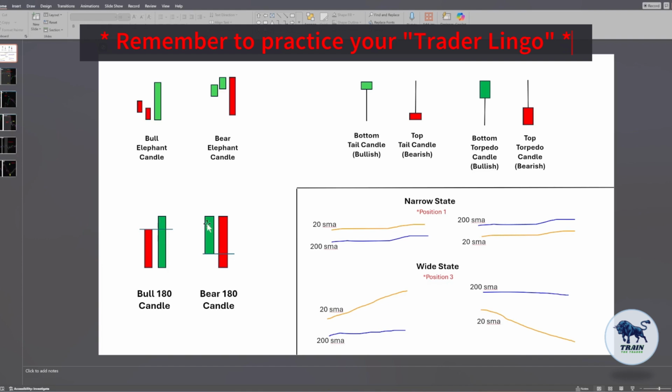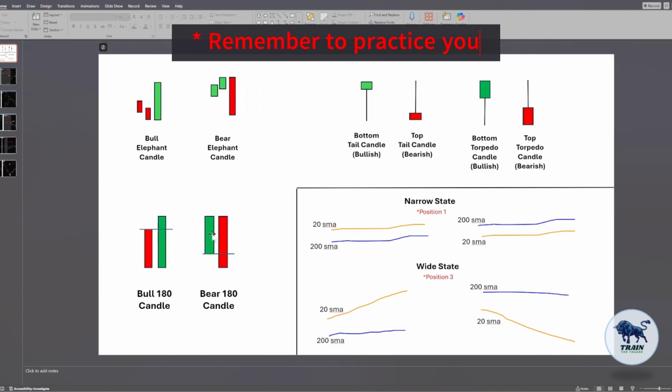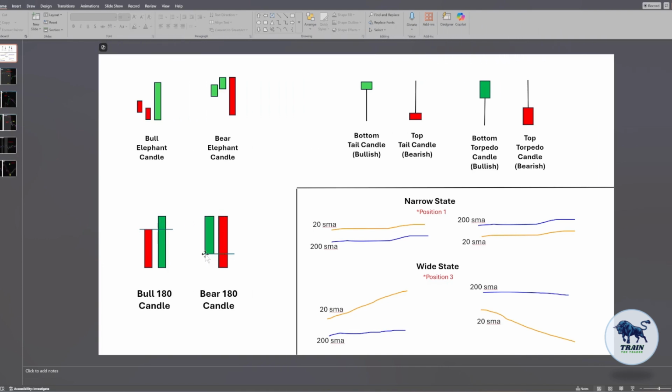And on the bear side, a bear 180 takes out the open of the green candle with large volume, a big red candle. It's called a 180 simply. I mean, it's obvious, right? Bulls were here, and then it did a complete 180 and went the other way, right? Very easy to see, very simple to understand.